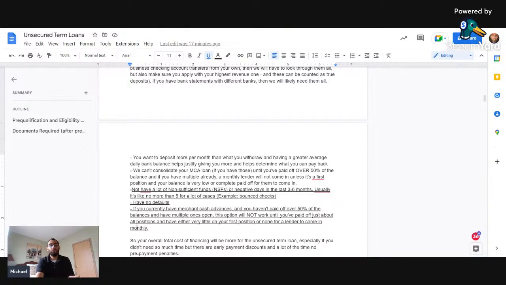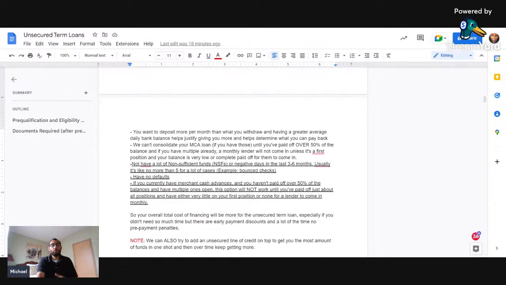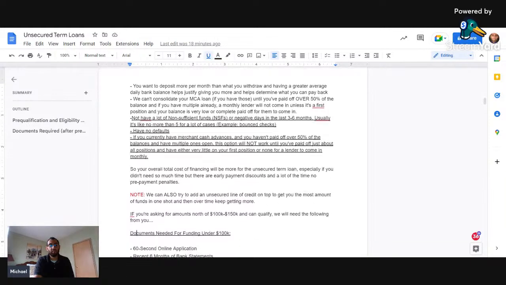Having no defaults. If you currently have merchant cash advances and haven't paid off, and I just mentioned this, haven't paid off over 50% of the balances and have multiple ones open, this option really will not work until you paid them off completely. Or you're at your last position, your first position, you paid off over 80 to 90% usually a lot of cases. But like I said, most lenders want to come in on the first position, true first position, to get you that monthly repayment. So your overall total cost of financing can be more with an unsecured term loan, especially if you are seeking above 2+ years.